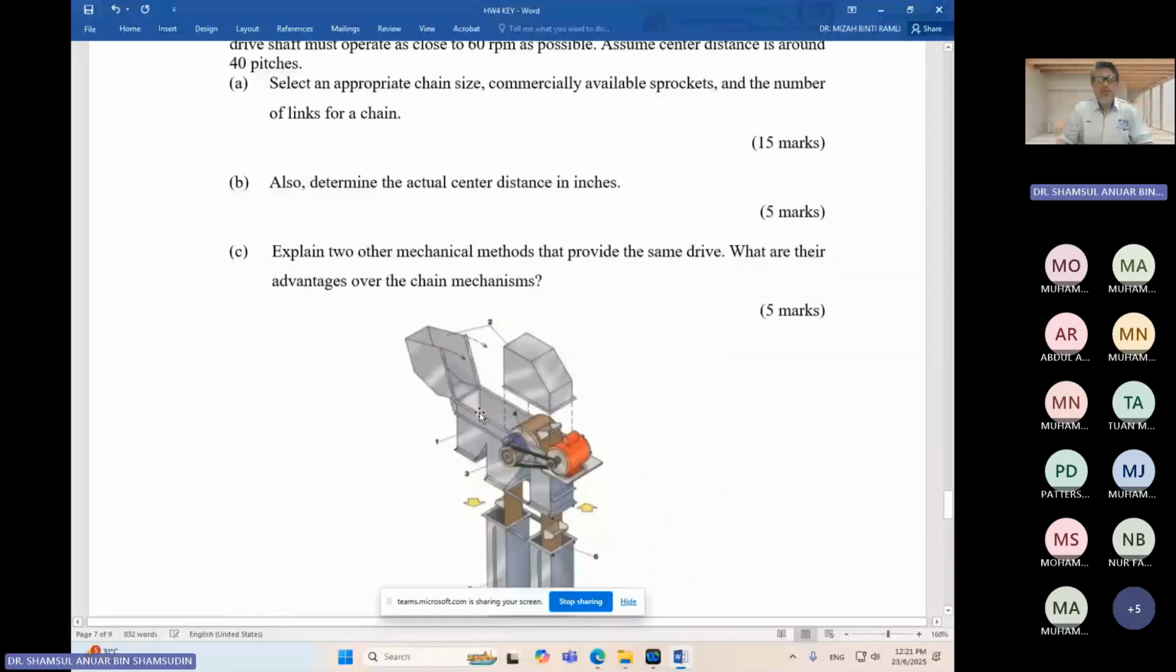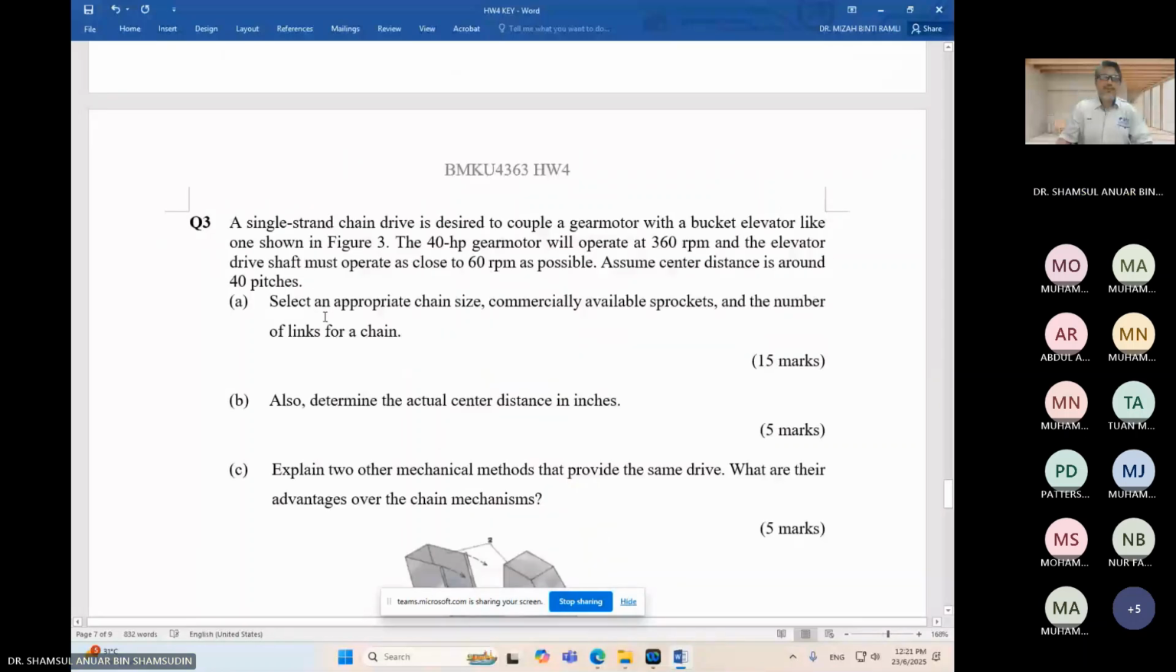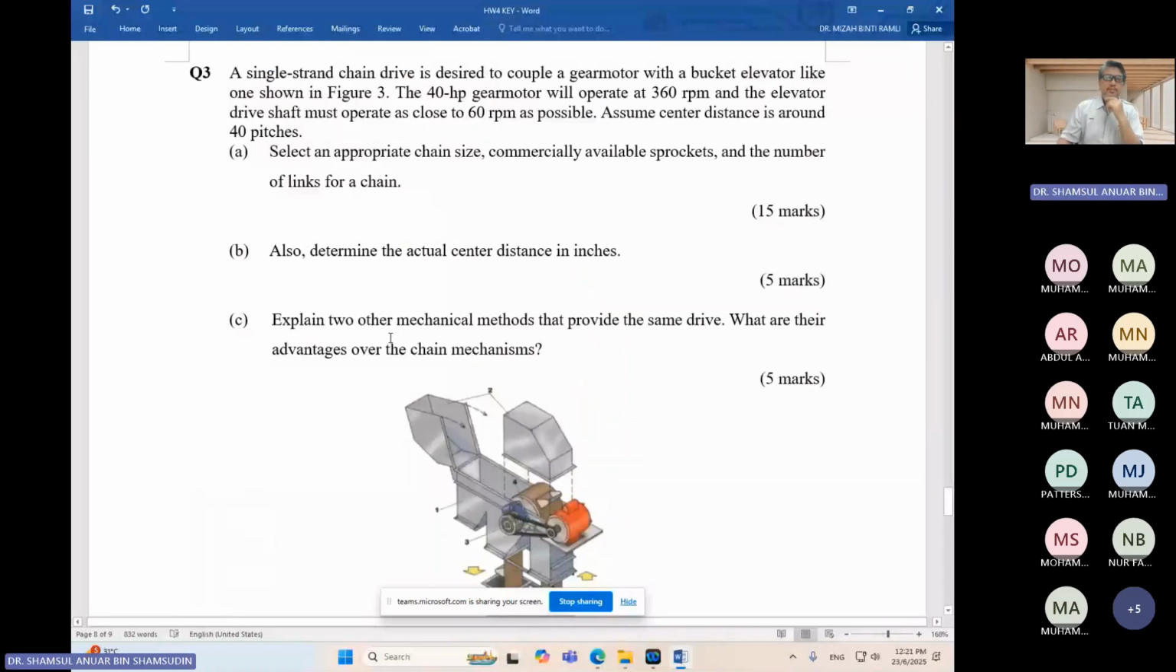Okay, the last one will be this thing, single strand chain. So there will be the last one. Question 5 will be on chain. Again, question 5 is elective. So you either choose question 4, which is gear design, or chain design.